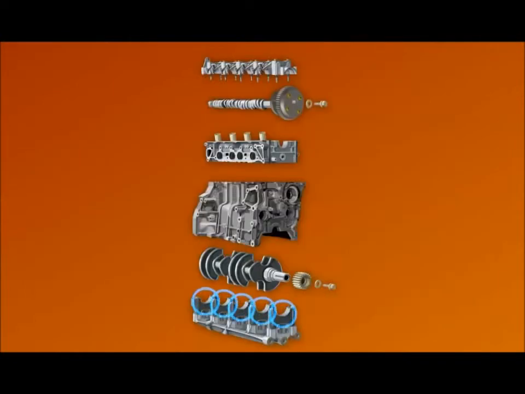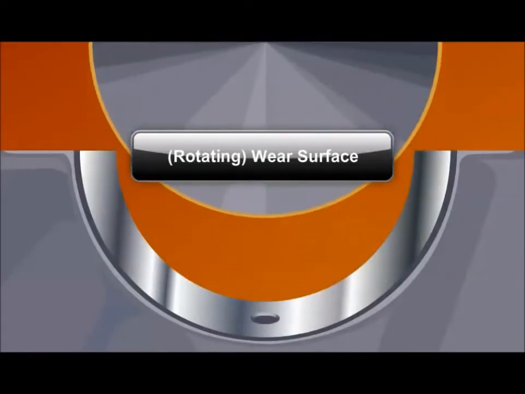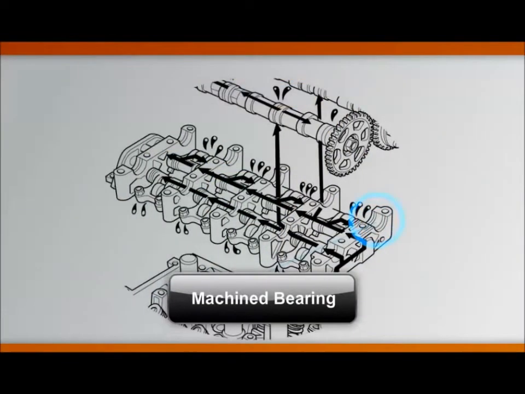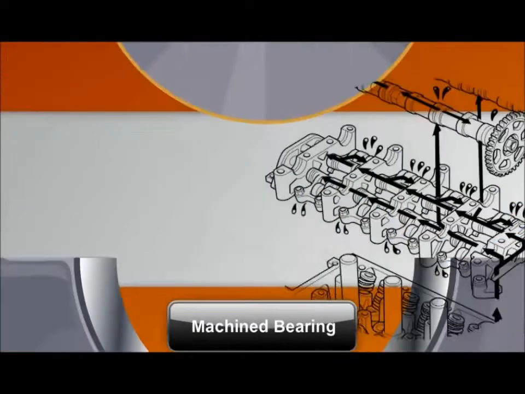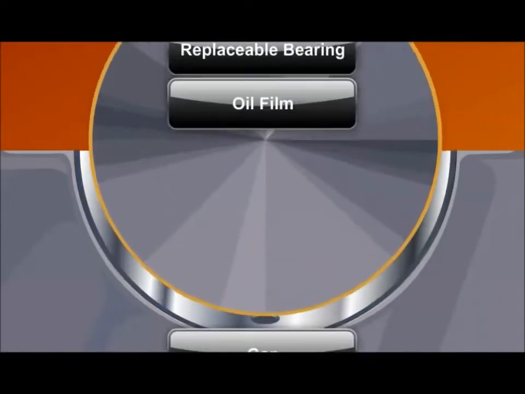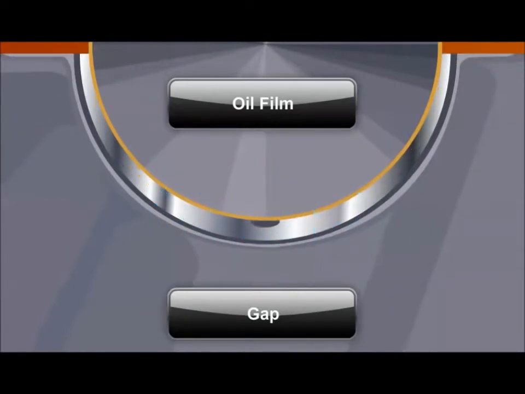Most oil passages end at a bearing. Bearings typically include a wear surface on the rotating component and a bearing surface. The bearing surface may be a machined surface on the component or a replaceable bearing shell. Between the two components, a tiny gap allows a narrow film of oil to isolate the parts.